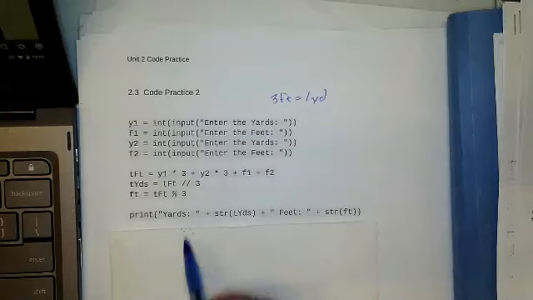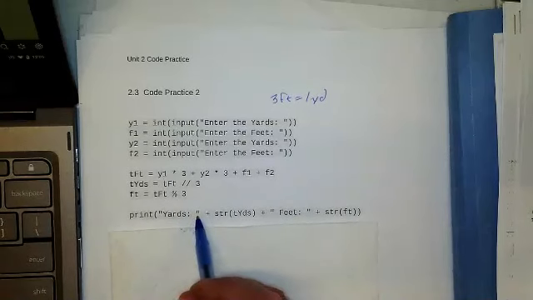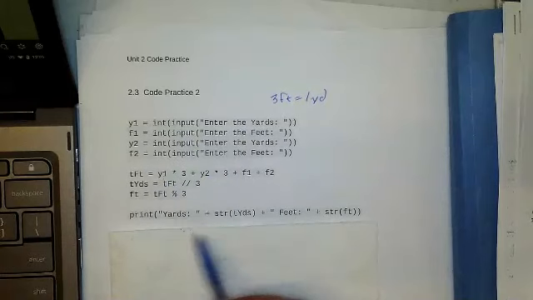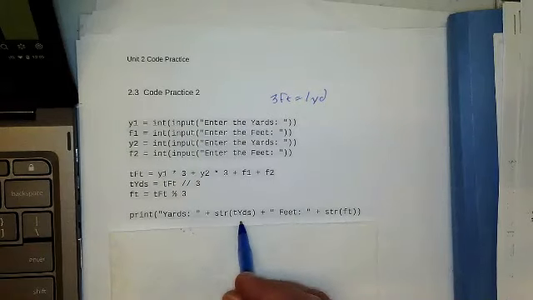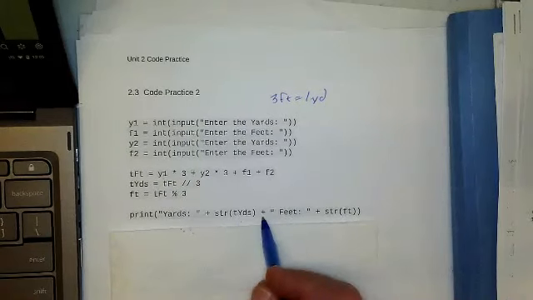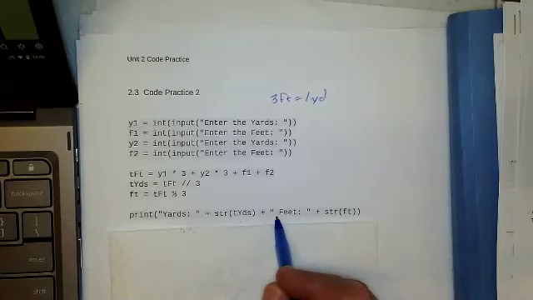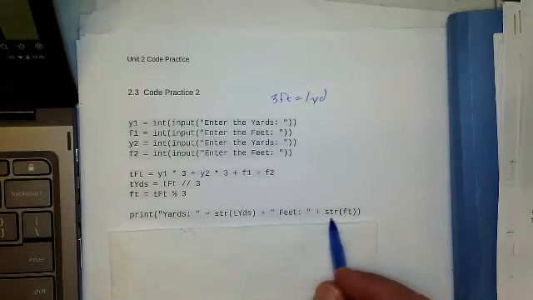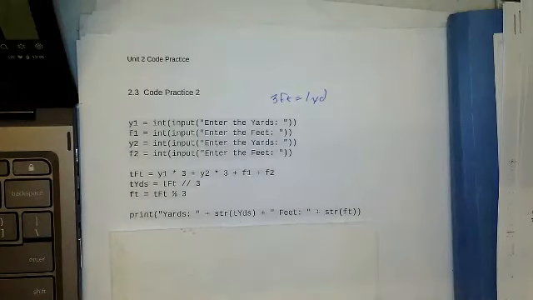And then we print yards, colon, space, close quote, plus. Now we have integers for our totals, so we convert total yards with str, plus. Notice I put a space right here because we want a space between yards, its number, and then feet, colon, space, str feet. And so that is how that one rolls along. A little bit more difficult, a little bit longer to work.